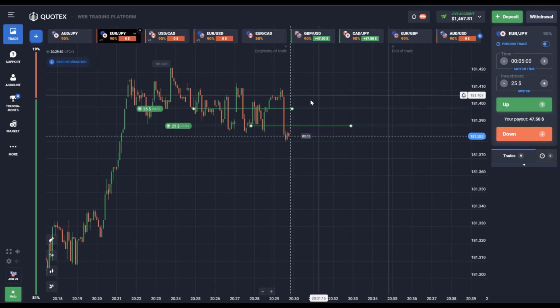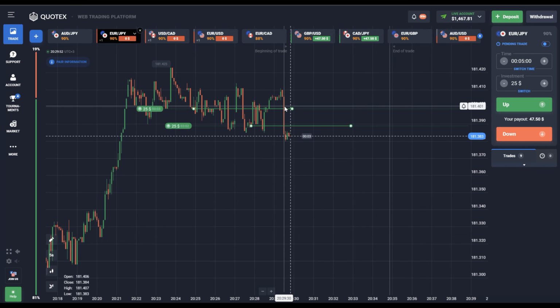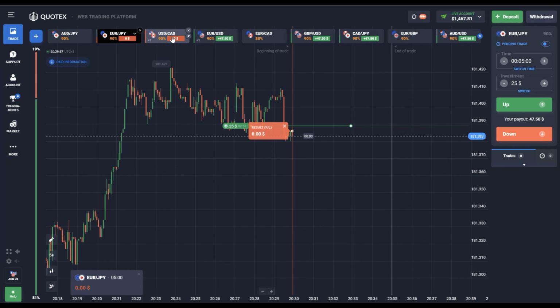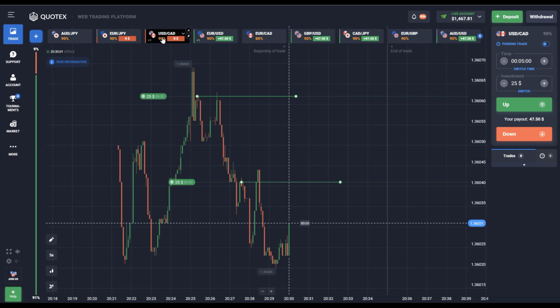The first euro-yen trade closes in the red, the price dropped very sharply in just 5 seconds, breaking through both entry points. Well then, the first trade is in the red. Okay, let's lock that in and see what happens next.